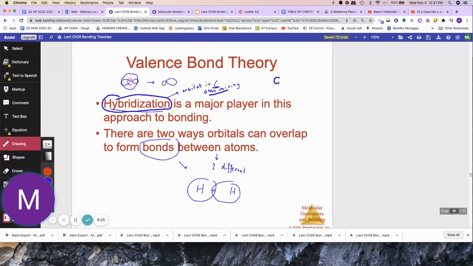Here's a carbon atom. A carbon atom has an s orbital and some p orbitals. When you mix those together, the carbon atom will have sp hybrid orbitals. So you're using the same atom and mixing the orbitals inside the same atom. For bonding, we are using different atoms.